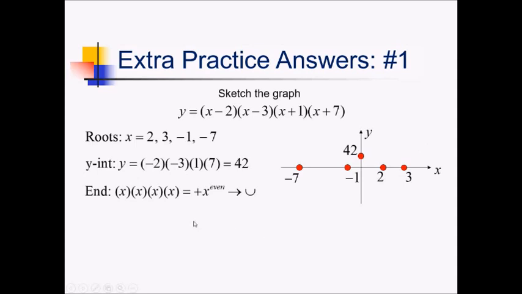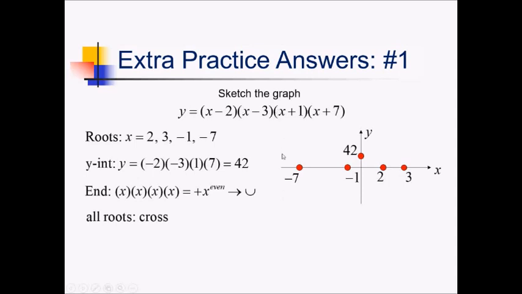Next, let's get the individual root behavior, and we find that by looking at the exponents on all our factors. So all of these roots are coming from single power factors. So since these are all singles, that means that for all roots, we are going to cross through just like a line would cross through the x-axis. If those had been doubles, then we would have bounced. If those had been triple powers, we would have flattened. Since they're all single powers, we cross.